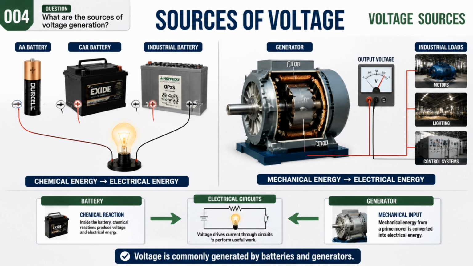Question 4. What are the common sources of voltage generation? The most common sources of voltage generation are batteries, cells, and generators. Batteries and cells produce electrical energy through chemical reactions, while generators produce electrical energy by converting mechanical energy into electricity. These devices provide the voltage required to drive electric current through electrical circuits.